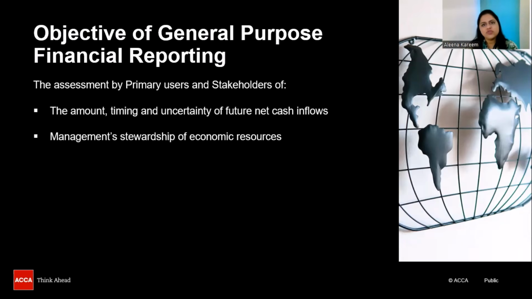Also, it talks about the management's stewardship about the economic resources. So it helps users to understand how well the company is performing and how well the people who have been given the duty as stewards to run the company, which is the directors of the company, how well the executive management is actually handling it.